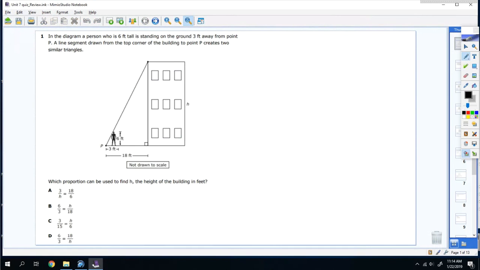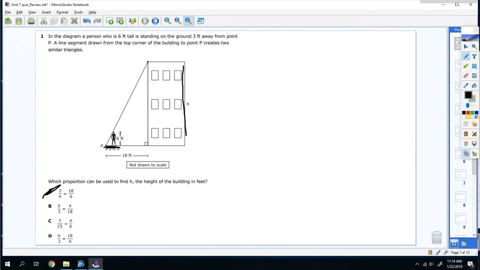So you can disprove all of them. The first one says 3 over h. So they did 3 over this length. That's not possible because they need to be going corresponding. You can do 3 over 18 or 3 over 6. That's perfectly fine, but 3 over h is not.